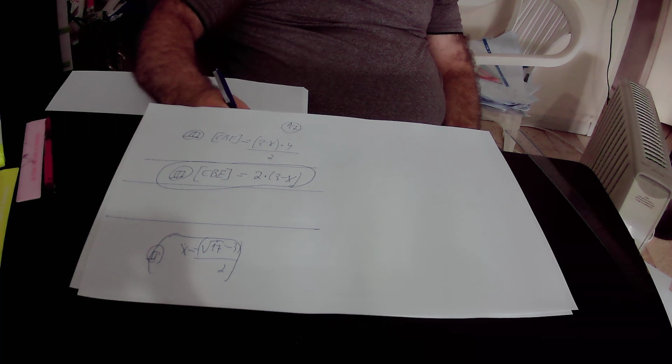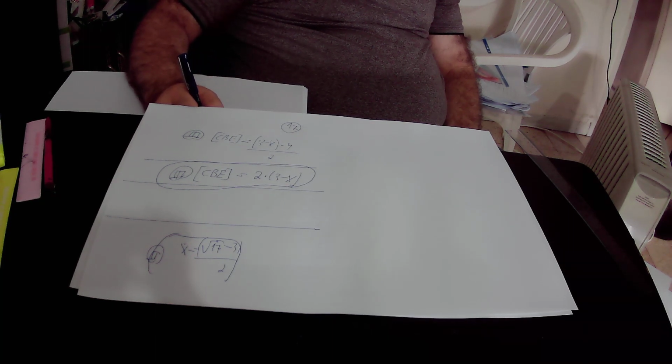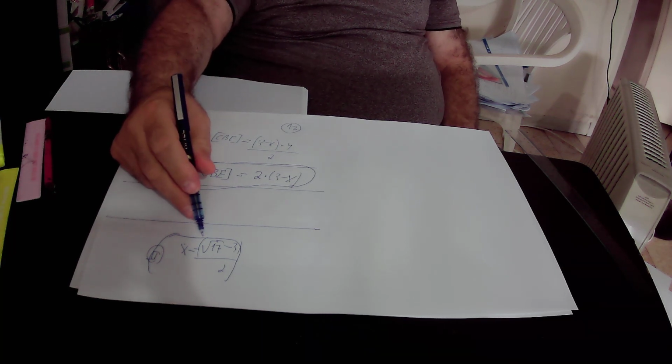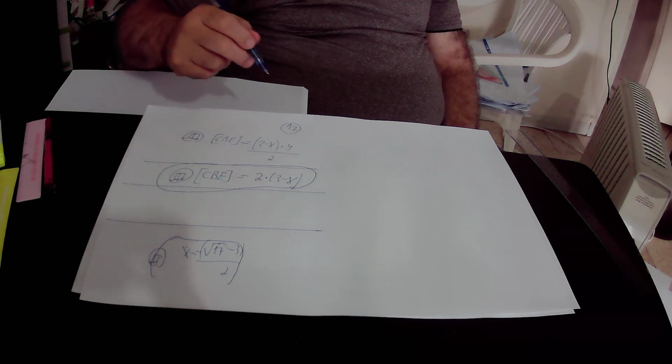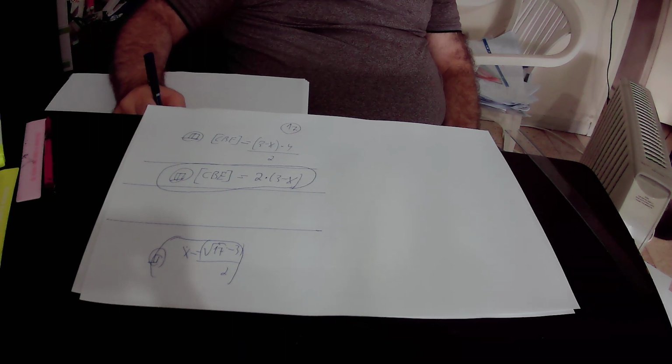the area of the green right triangle CBE equals 2 times 3 minus x, and x equals this expression, so we will copy it. It is actually square root of 17 minus 3 over 2.